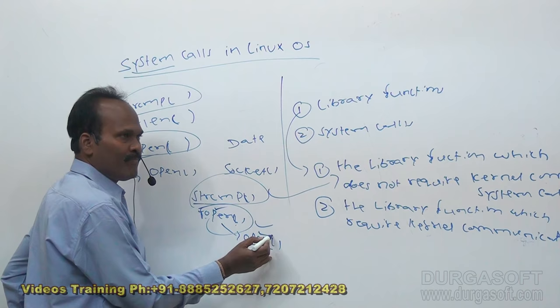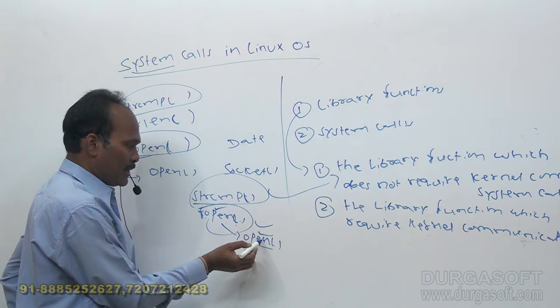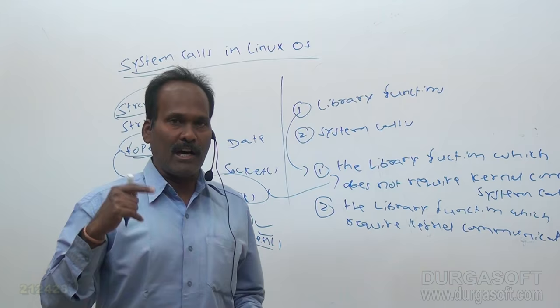That means we can perform the file open operation either with fopen or open. But here open is low level and fopen is high level. That means on top of the open function, fopen will be working. In our application we can directly make use of fopen or open. When you are using the open function, what happens here? Our application mode will be changed to kernel mode.